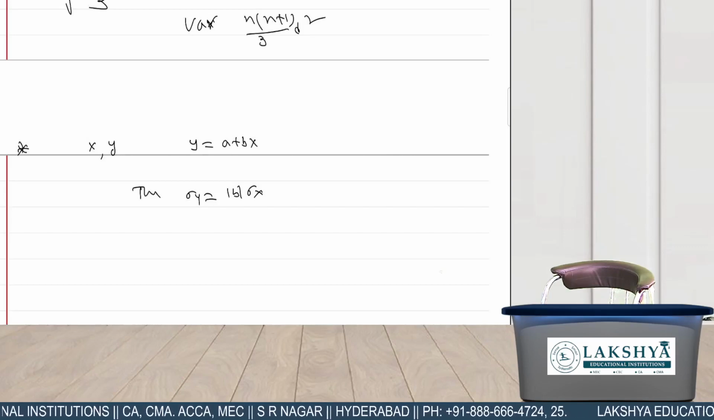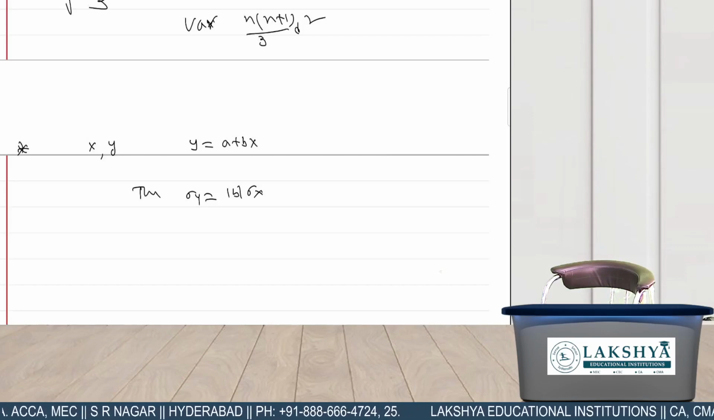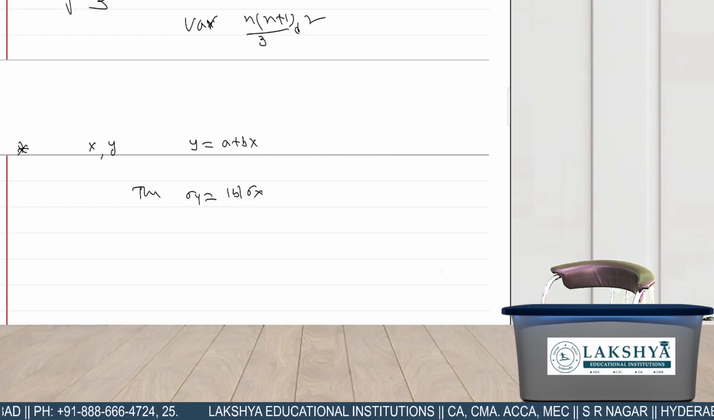Not only standard deviation, range, quartile deviation, mean deviation, all measures of dispersion are unaffected due to change of origin but affected due to change of scale. Central tendencies, mean, median, mode, change due to change of both origin and scale. That is the comparison between dispersion and central tendency.